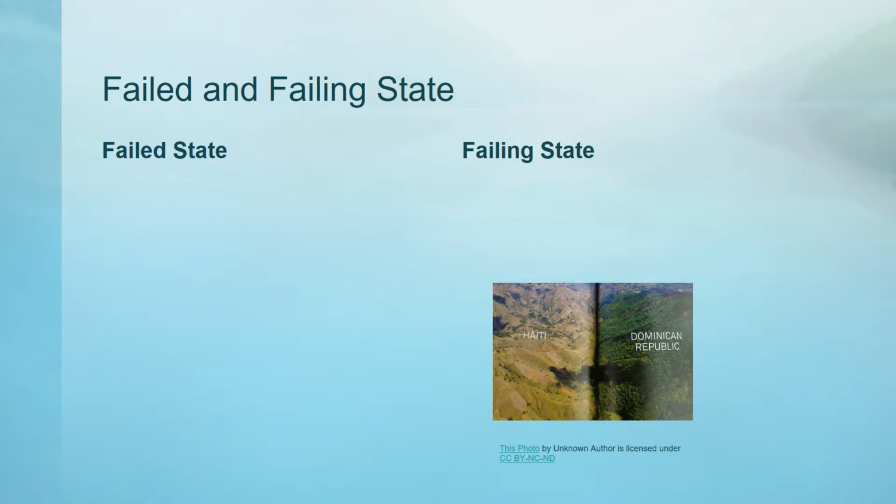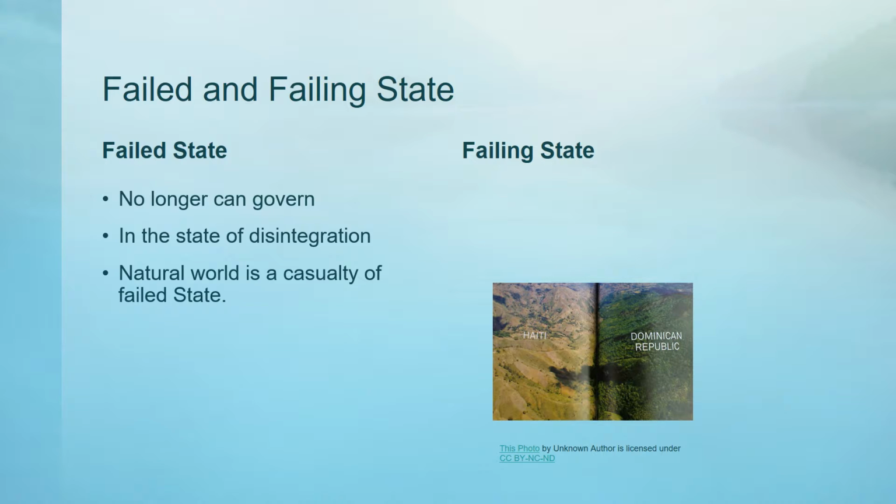And the book also talks about a failed state versus a failing state, or not versus, but a failing state is on the road to a failed state. A failed state is one which you can no longer govern, and you need governance. It's a state in disintegration. The natural world is a casualty of a failed state, and a failing state is on the road to disintegration.